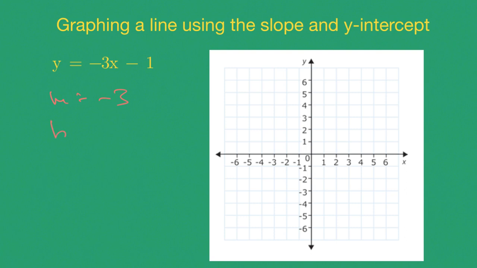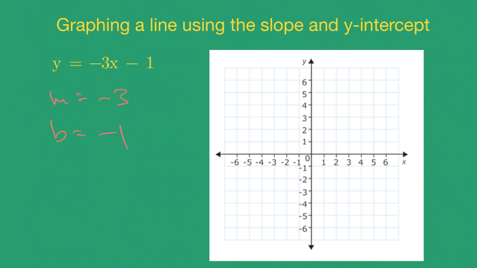What's the y-intercept? Negative 1. Slope is negative 3. Y-intercept is negative 1. We have to be able to identify that information correctly, or else it doesn't matter what we put on the graph. Okay? Which one's going on the graph first?